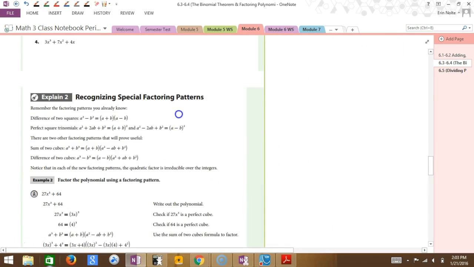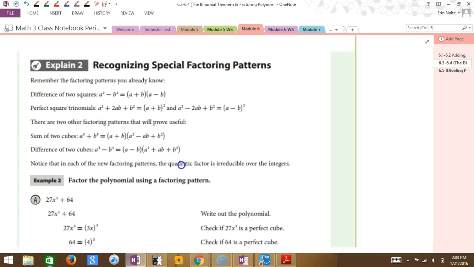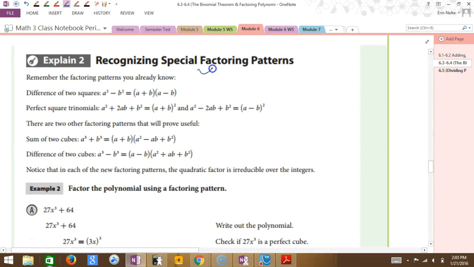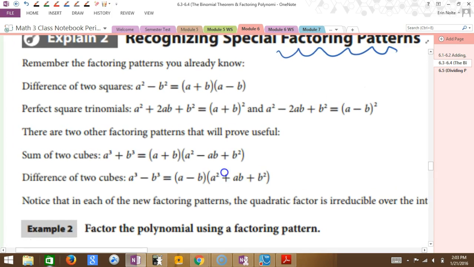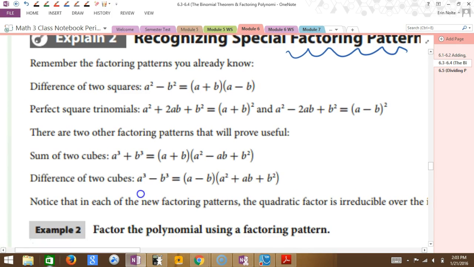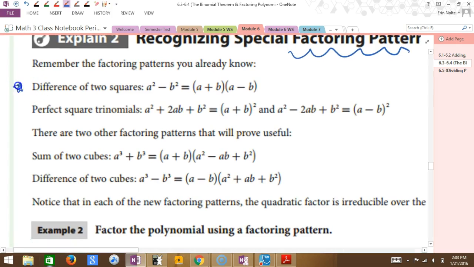Okay, so do you guys remember the warm-up? We talked about factoring patterns, okay? So we've already learned a couple of them. This is for your notes: we've learned the difference of two squares, so we've got that one down. We've learned perfect square trinomials. We've got that one down. So there are 2 other factoring patterns that we will need to factor all the types of polynomials. The 2 that we haven't learned are the sum of 2 cubes and the difference of 2 cubes.